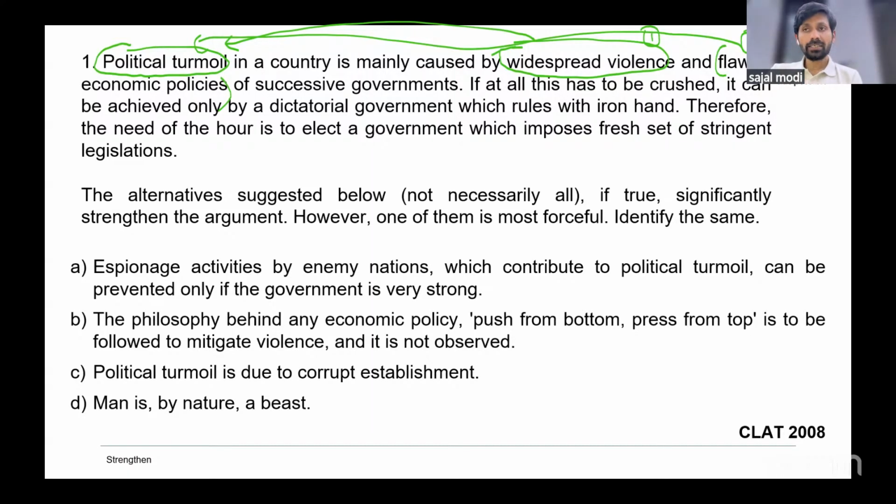Then the author's point is, if at all this has to be crushed, it can be achieved only by a dictatorial government. Only implies necessity, again from a discussion on conditionals. So a dictatorial government, according to the author, is necessary to crush this political turmoil, right? Therefore, and now we have the conclusion, right?